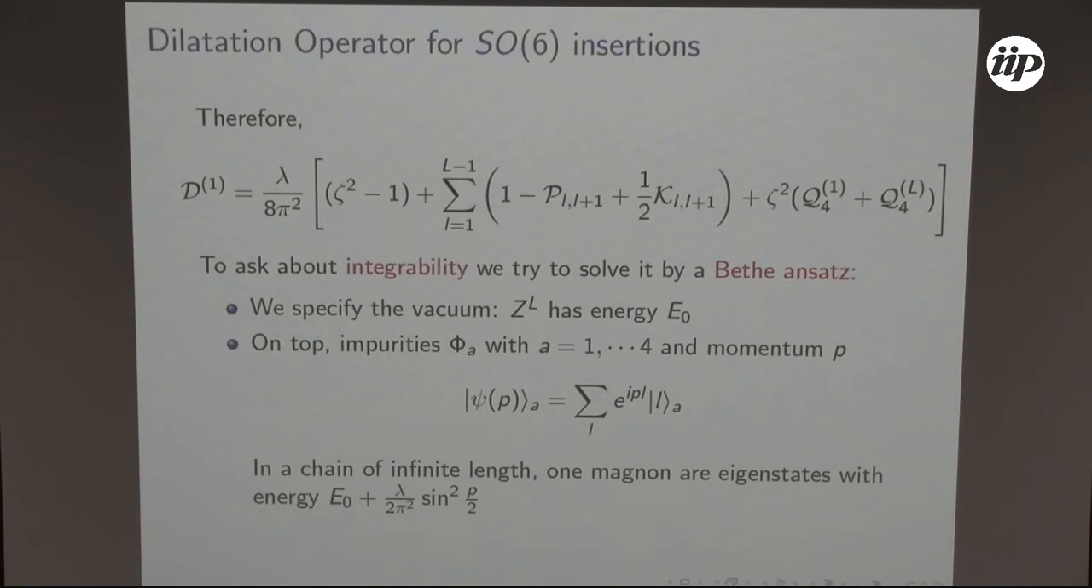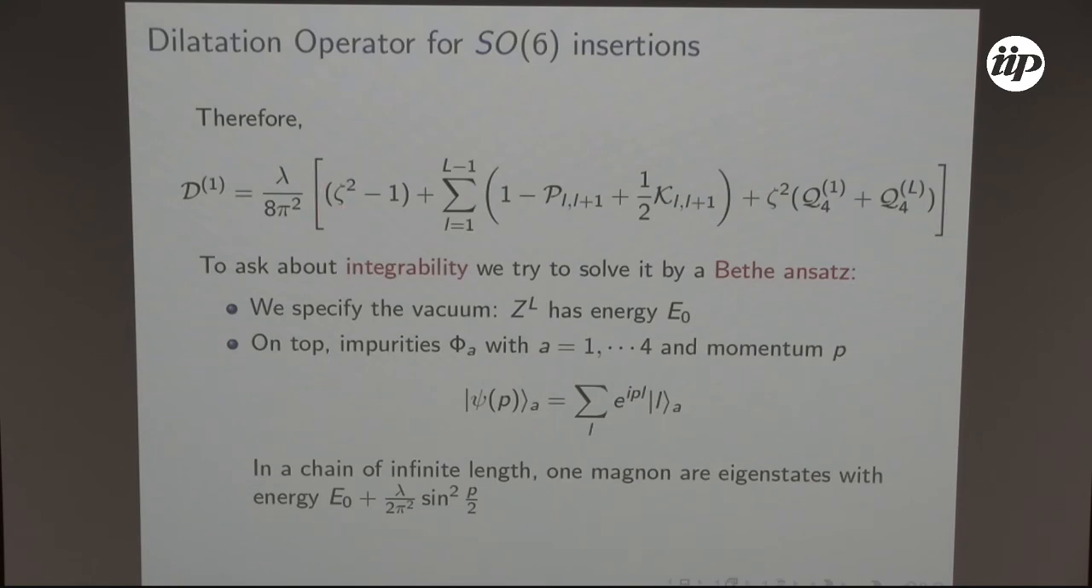But as I said, to conclude about the integrability, what we are going to do is try to solve this problem doing a Bethe ansatz. The very first step you have to do is to specify the vacuum, or your reference state, on top of which you are going to propagate magnon impurities. So in this case, we take just a chiral field occupying all sites of the chain, and this has vanishing bulk energy. Since there is no φ4, these boundary terms are also vanishing. So the only energy it has is this constant term A0.